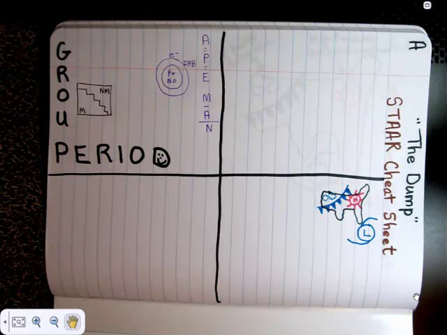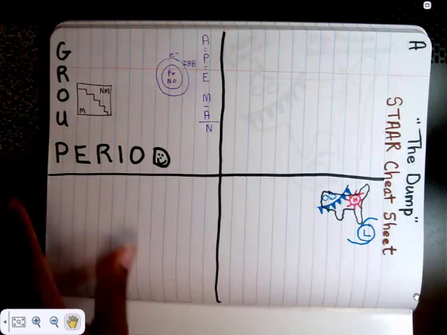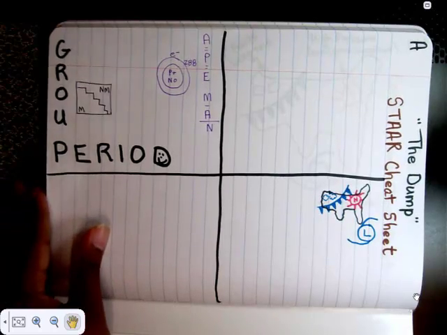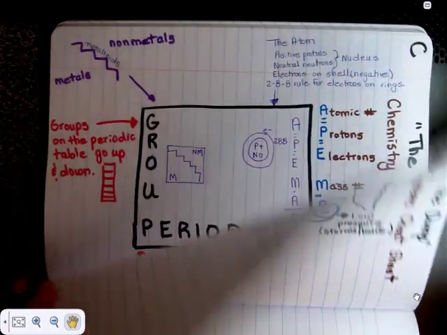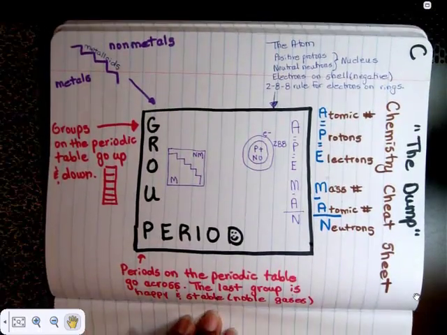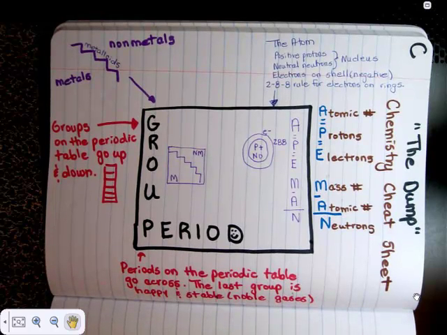Once you get that in, we are going to turn to page C, and this is where we are going to write out what everything means so that in case you forget what something is, you have some notes to look at.